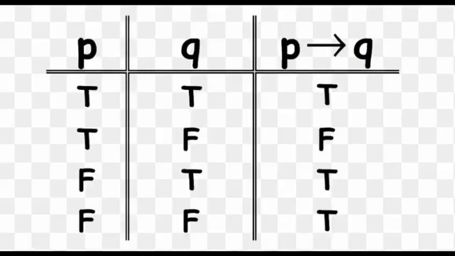Firstly, I'm going to tell you what conditional statements are and how they can be solved. A conditional statement is also called an implication statement, and it is represented by an arrow like this. In implication, P is the hypothesis and Q is the conclusion. Now let's have a look over its truth table.